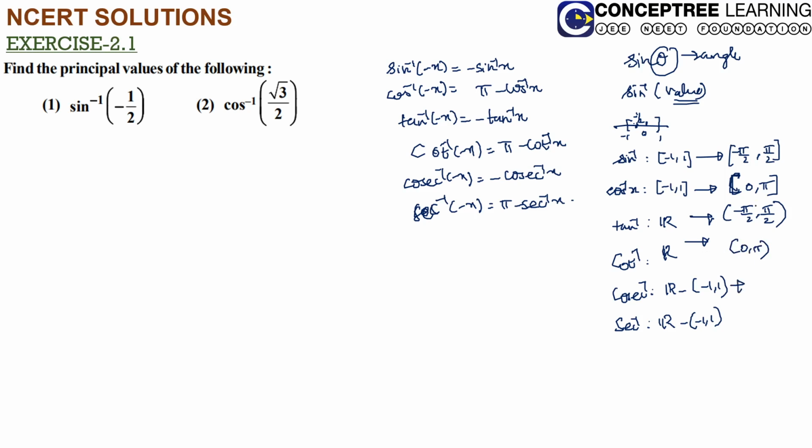And for cosecant inverse and secant inverse, it is the same thing except 0. At 0, cosecant is not defined. For cosecant inverse, it is the closed interval minus pi by 2 to pi by 2 excluding 0.